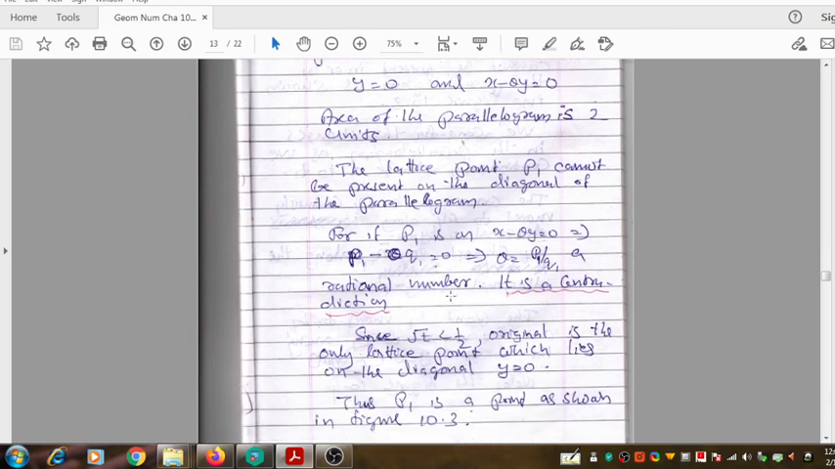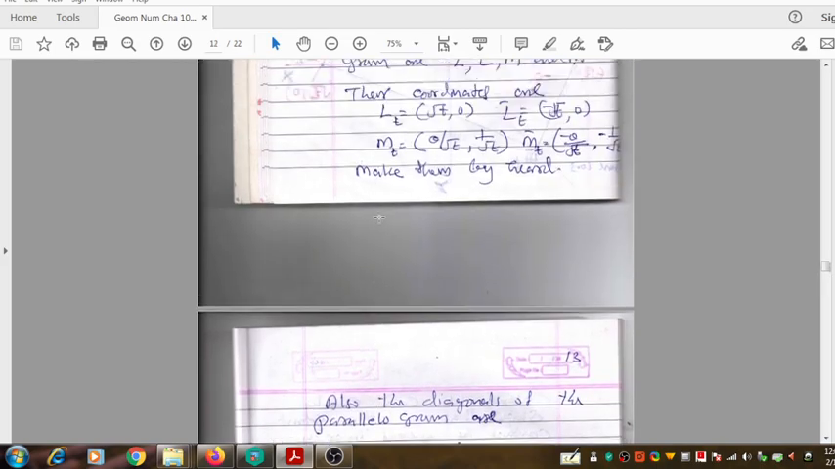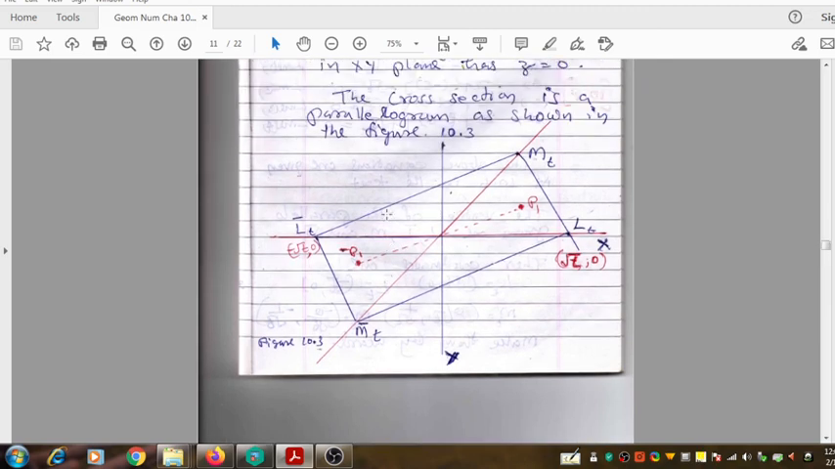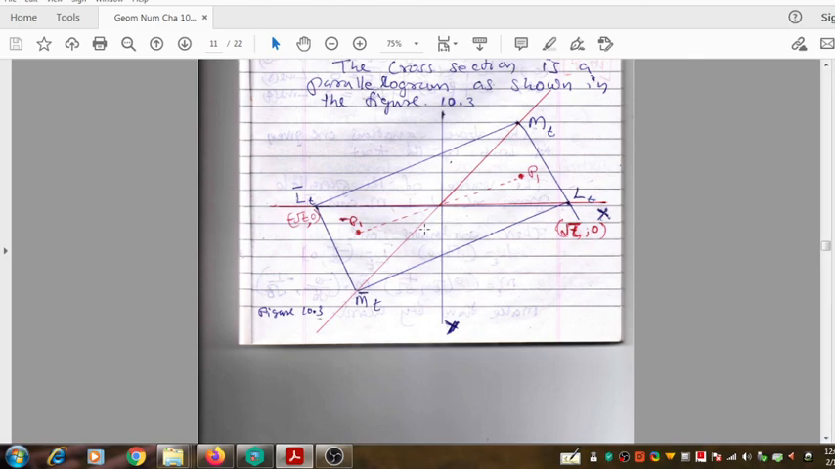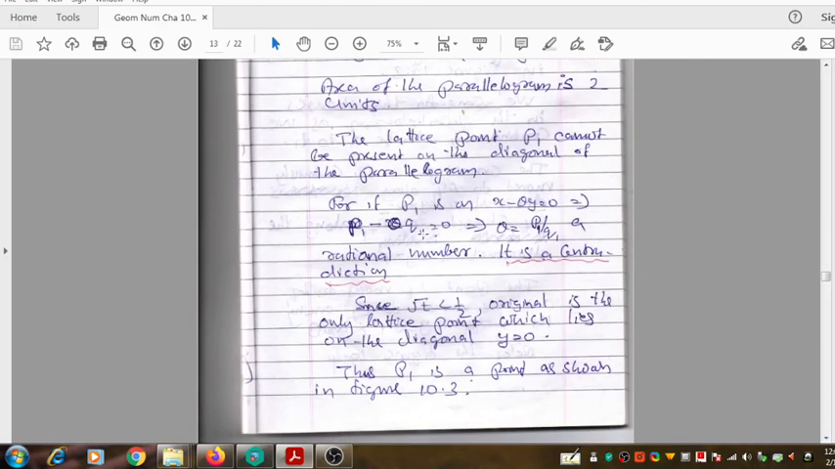We are going to establish that the point P1 cannot be present on the diagonal of the parallelogram. The diagonals are the x-axis, the first one, and the other one is this line, and these lattice points cannot be present on the diagonal. What happens when it is present on the diagonals? Let's see.